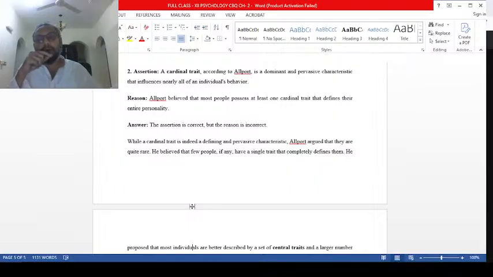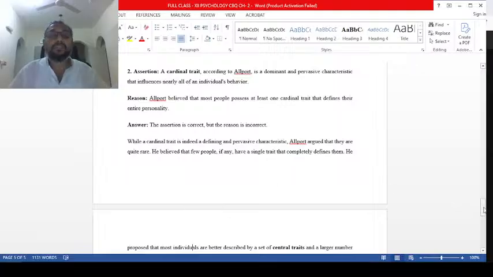Whereas if you observe, Nazism is a Hitlerian trait. Now see the assertion and reason actually. The assertion is very clear here, it's very true. Reason: Alport believed that most people possess at least one cardinal trait that defines their entire personality. Most people possess at least one cardinal trait. Alport didn't believe this and defines their entire personality. No. Sometimes your personality is not purely defined on the basis of cardinal traits. See, assertion is correct, reason is incorrect.